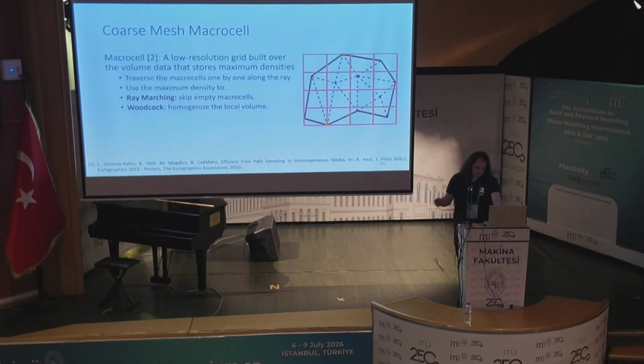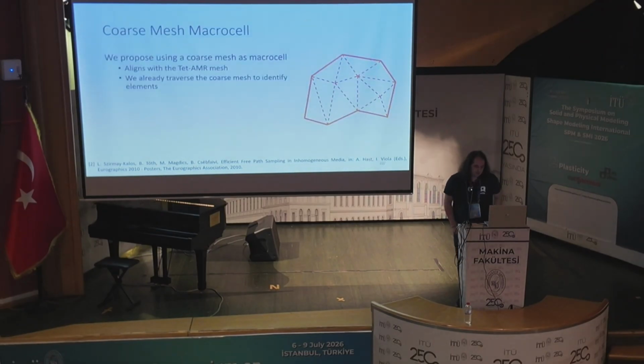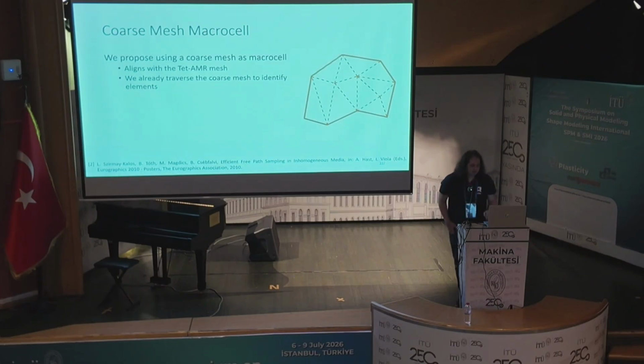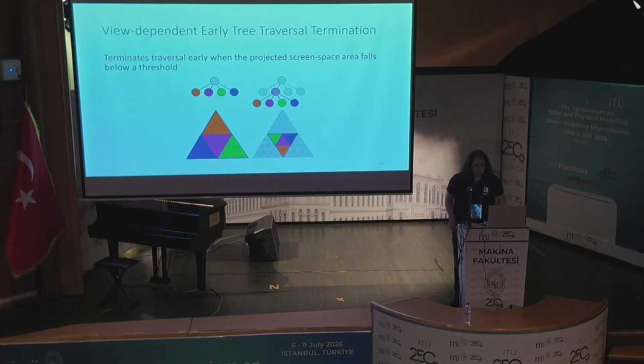Generally, a data structured grid is used for that. But we said, what if we use the existing coarse mesh as a macro cell? Since we are already traversing the coarse mesh to identify the elements, we tried this, and it also aligns with the theta-MR mesh better. The second one is the view-dependent early tree traversal termination. Essentially, we stop the traversal when the element gets too small on the screen, and sample that element instead of one of its child or leaf elements.